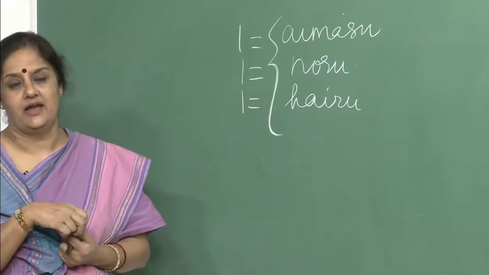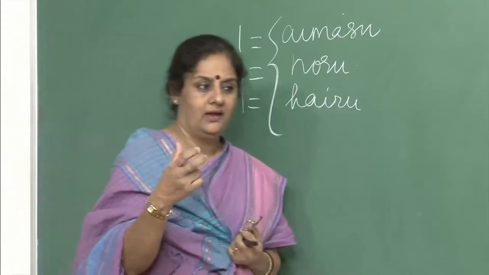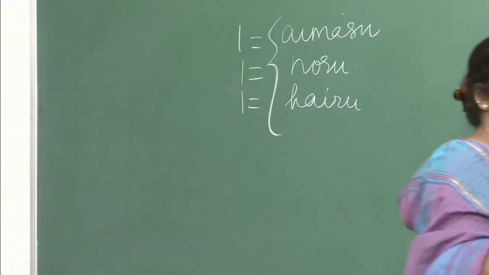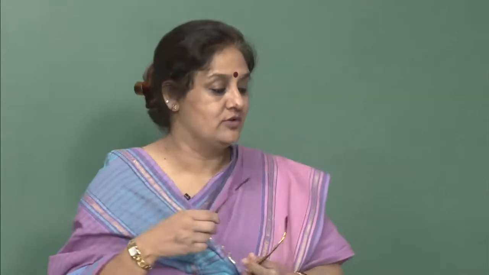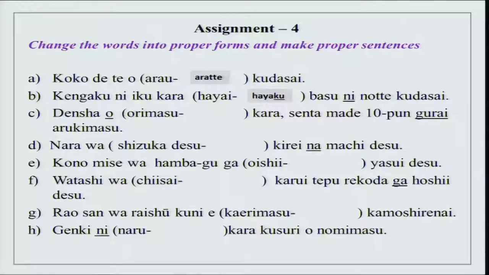Kyoshitsu ni hairimasu. Enter a kyoshitsu, which is again a class. So you enter a certain place. Please remember that particle ni will come with these verbs. There are more of them, but well, for the time being you have these three, you can remember these. Densha o orimasu. Oriru is the plain form, to get off.